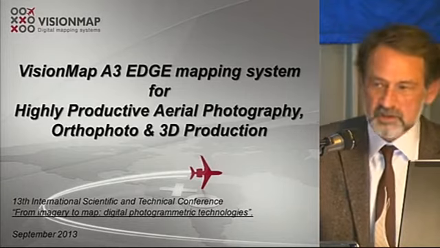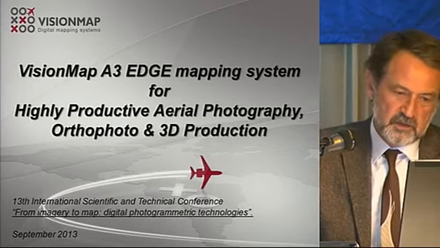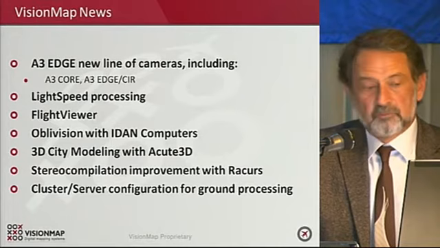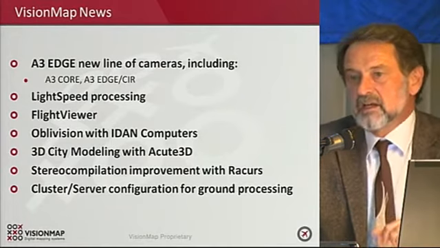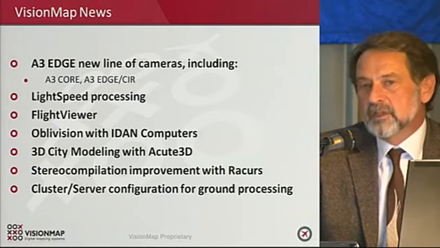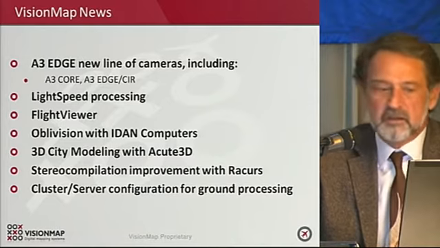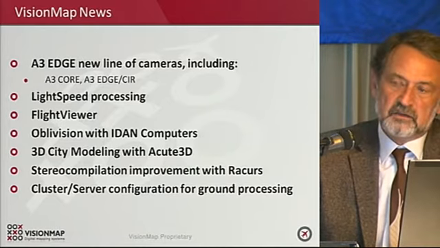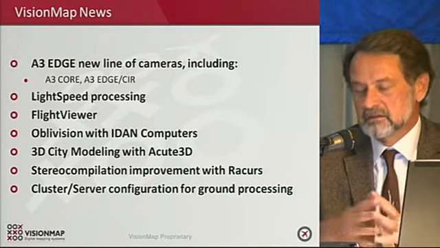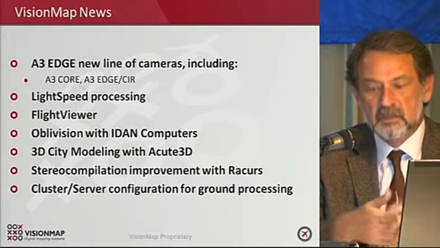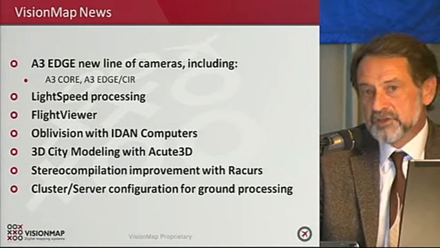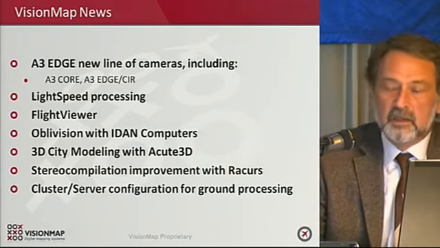This year has been full of various events for VisionMap in terms of development as well. Now, what did we do this year? First of all, we launched a new line of cameras, A3 Edge, that surpasses the existing A3 line of cameras across the board by all parameters. It has been marketed and users are starting to apply it more and more actively.